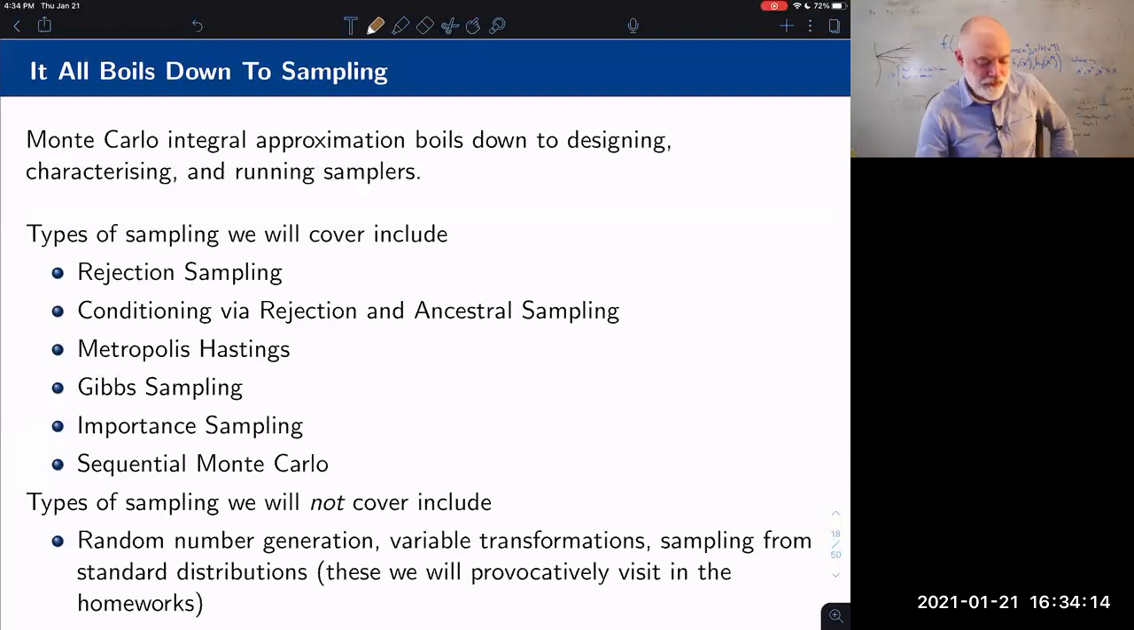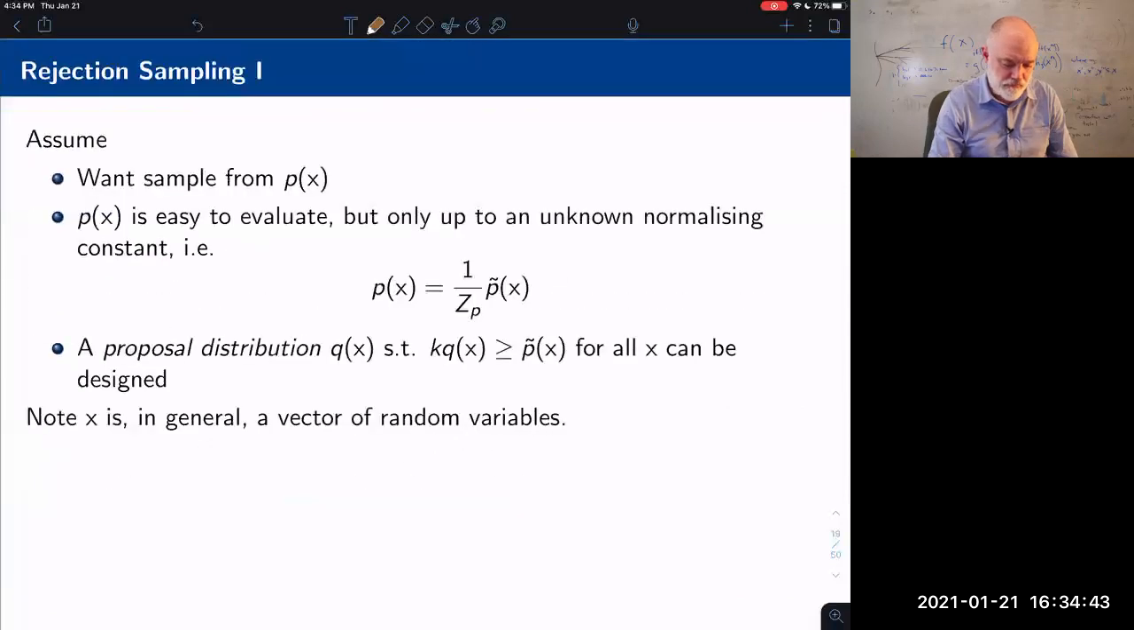Anyway, so it all boils down to sampling. Monte Carlo integration boils down to designing, characterizing, and running samplers. We'll cover lots of samplers, and we'll do it multiple times so they stick: rejection sampling, conditioning via rejection and ancestral sampling, Metropolis Hastings, Gibbs, importance sampling, sequential Monte Carlo, and so on. The things we won't cover, except provocatively in at least one of the homeworks, are random number generators and sampling from standard distributions, which is an interesting endeavor to think about.